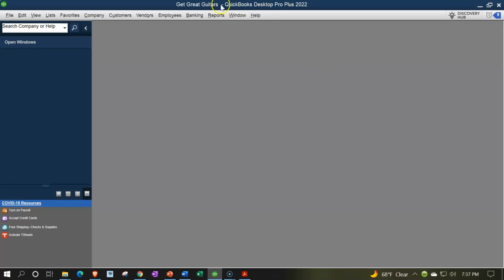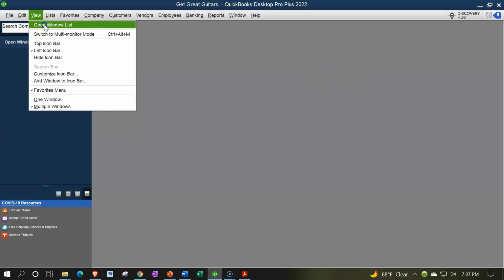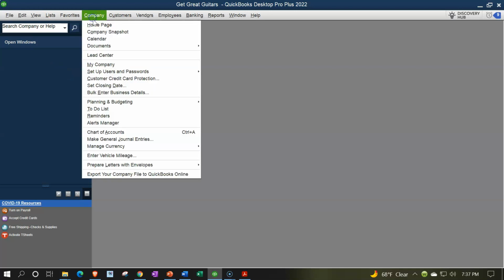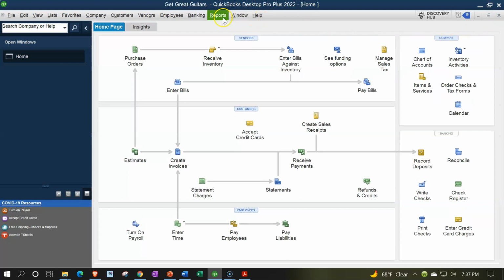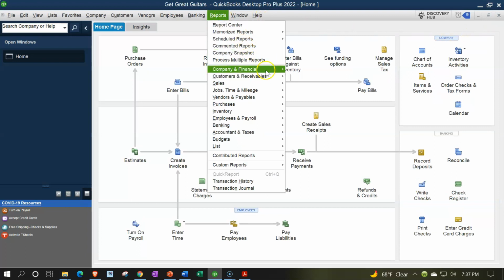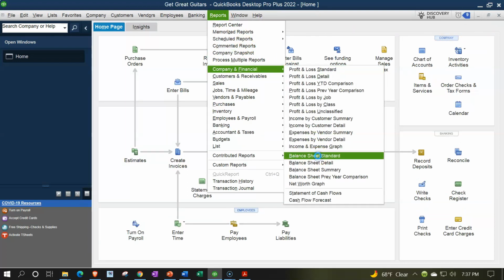Here we are in our Get Great Guitars practice file, going through the setup process with the View dropdown, the Open Windows list on the left-hand side, Company dropdown, Home page in the middle, maximizing to the gray area. Reports dropdown, Company and Financial, taking a look at the balance sheet standard.